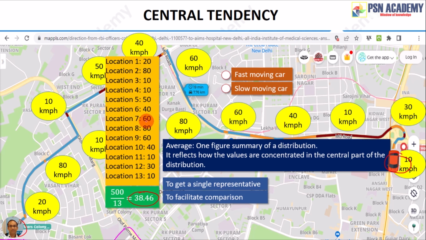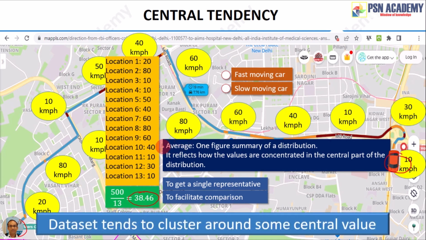Now if I ask you to compare which one is faster and which one is slower, it will be difficult to find out. So what you can do is take the average of the second car, and if you find the average of the second car is higher than this first car, then you can say that the second car was faster than the first car, right? So we see that this 38.46, this mean, is actually somewhere centrally located among all these 13 data points, right? So that is central tendency: all the data points in this data set are linked somehow with a central value like this mean.